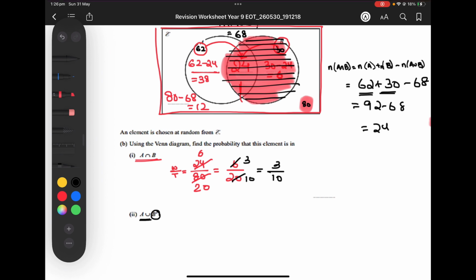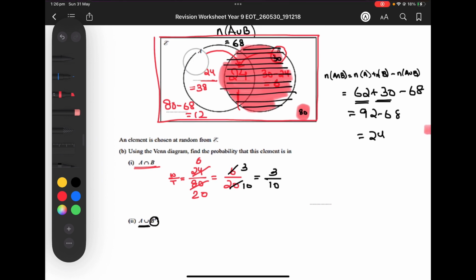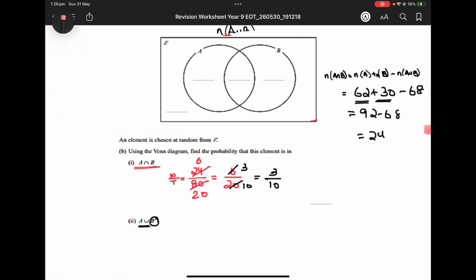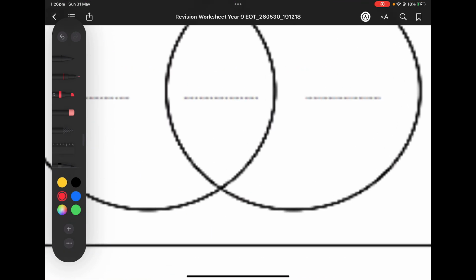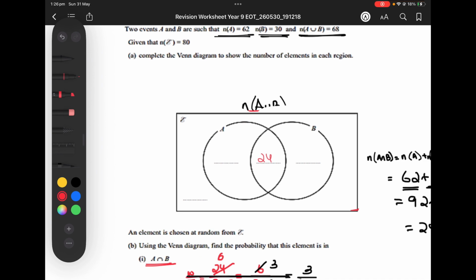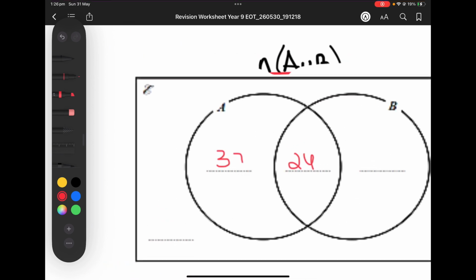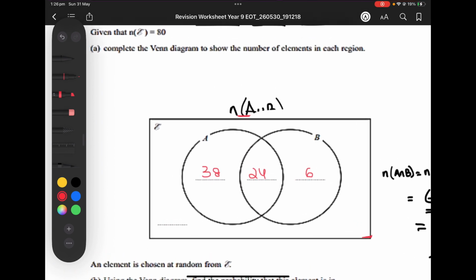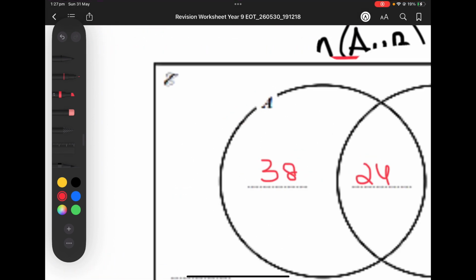So here, when I was talking about the B complement part, let's just write down these numbers quick and easy for us. I erased it off because that was getting too difficult to understand. We had 24 here. I forgot what were the terms in here. So it was 62 minus 24, it is 38 here, and then 30 minus 24, which was a 6 here, and 80 minus 68 turned out to be 12 here.